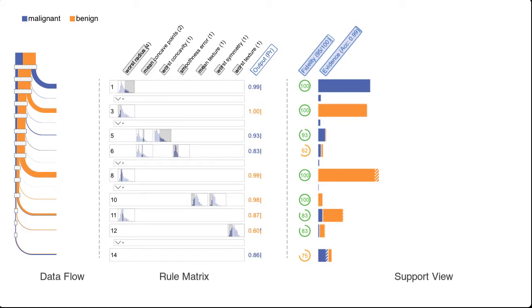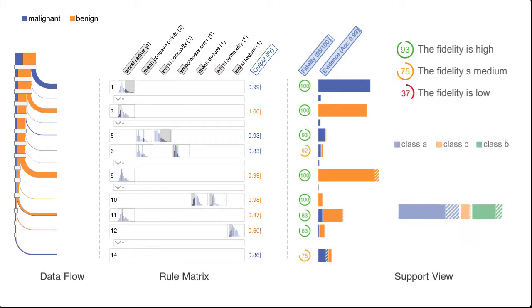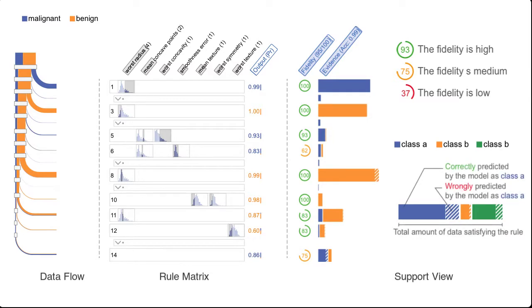The support view visualizes detailed information about each single rule. The fidelity shows how reliably the rule represents the original model. The evidence shows the predictions of the original model on the real data. Striped boxes encode wrong predictions.